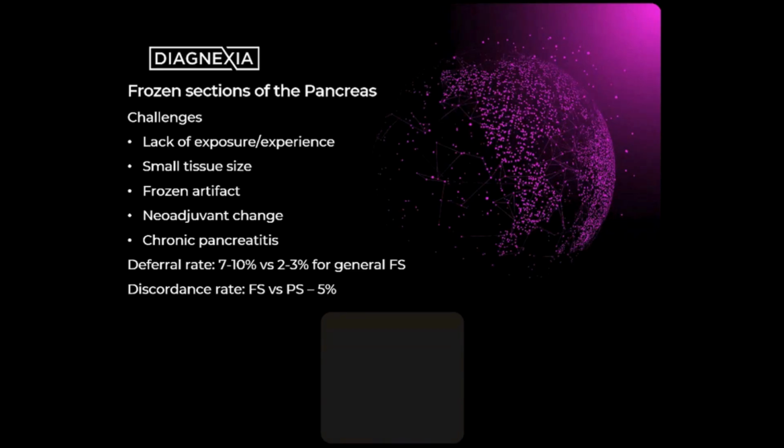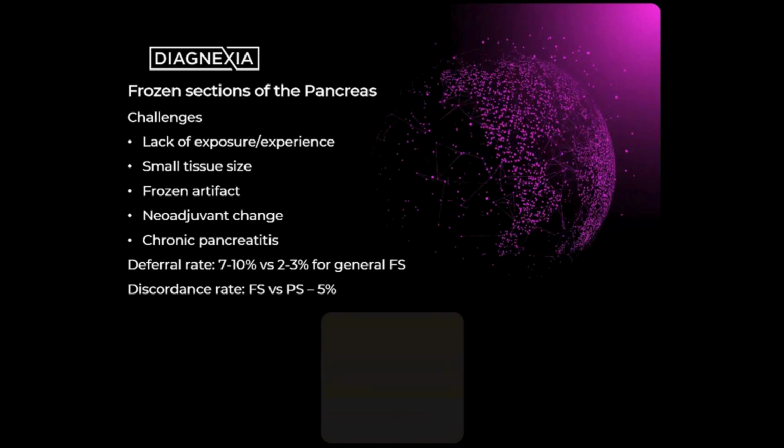Hampered by small tissue size, and then frozen section artifact is a bugbear. Remember, I was saying that more and more cases are having preoperative neoadjuvant chemoradiation, and this induces changes such as fibrosis in the stroma, bizarre appearing epithelial nuclei, and can look horrendous on a frozen section. And then the ever-present chronic pancreatitis mimicking adenocarcinoma.